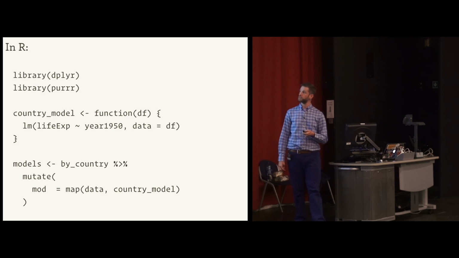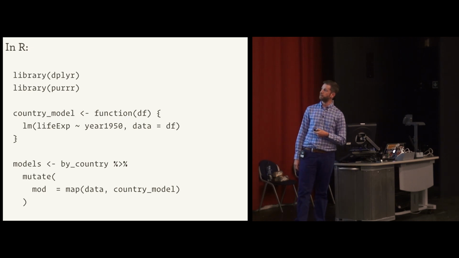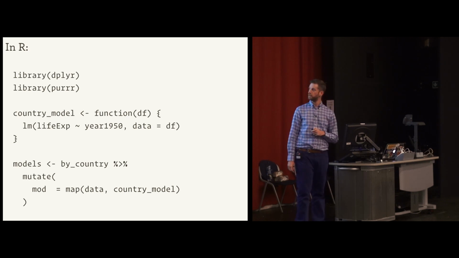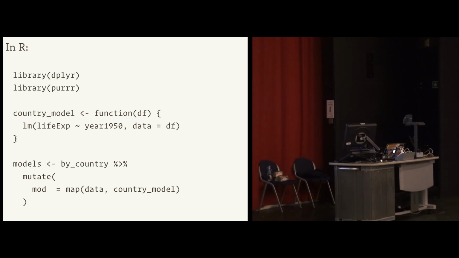So to fit the models, well, first of all, I'm just going to define a little function here. It is going to take a data frame as input, and it's going to return a linear model as output. Then what I'm going to do is I'm going to say, take the data split up by country. I'm going to use mutate. That is going to add a new variable. That new variable is going to be called mod, short for model, and this is what it's going to be.